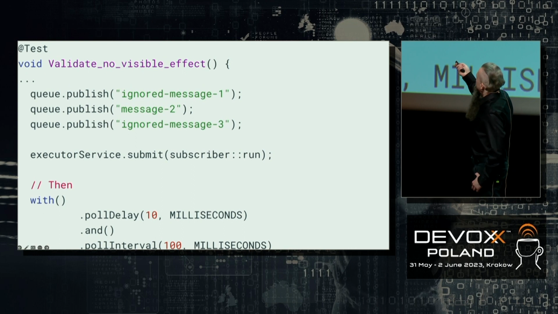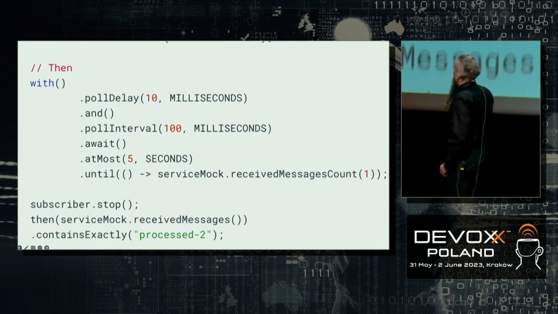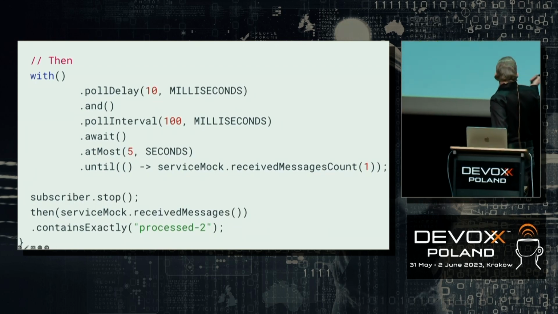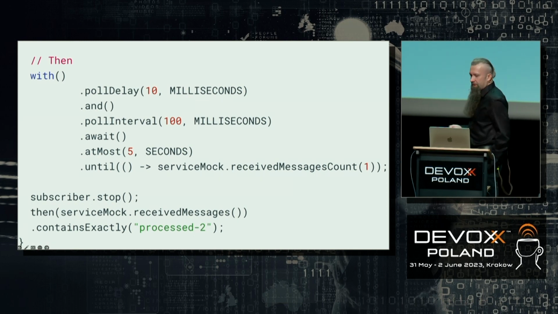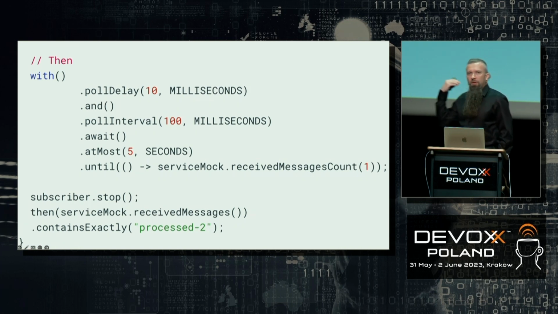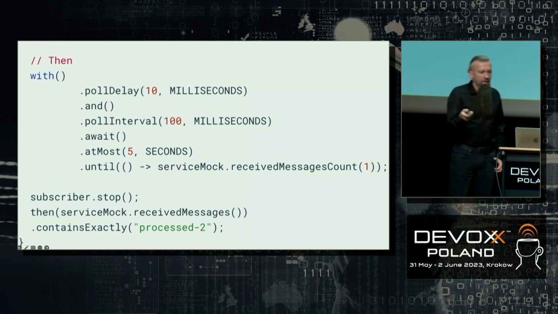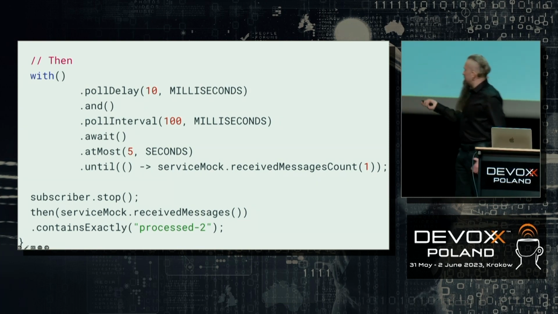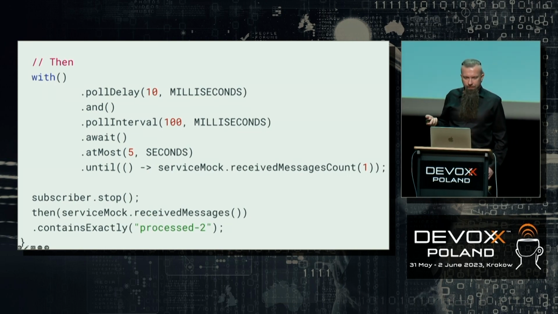So now let's mix no visible action effect with something which we can detect. Let's put in our queue also a message which should be processed. And now our probe is going to search that at least one received message is here. So we now ensure that our system starts, is working, and our service mock contains only the processed message. So the system works, and we just tested no visible effect action.